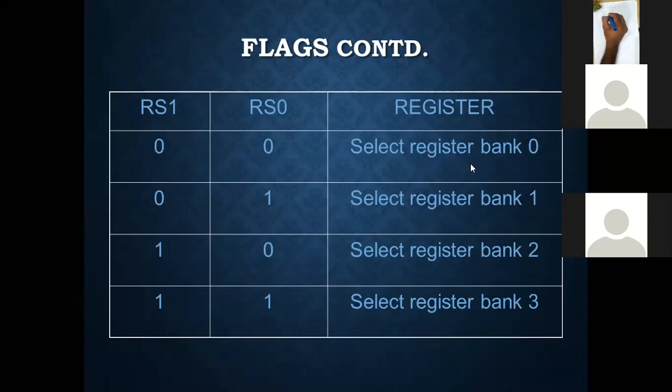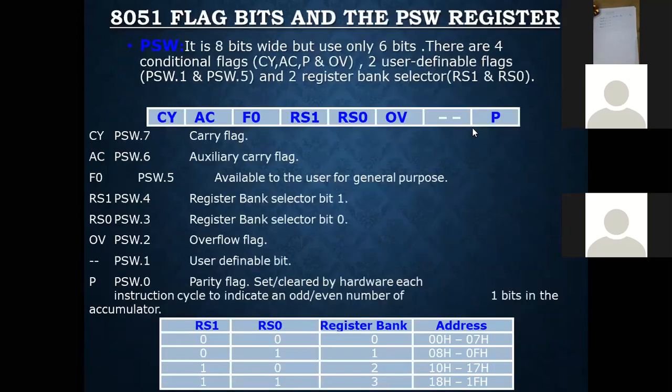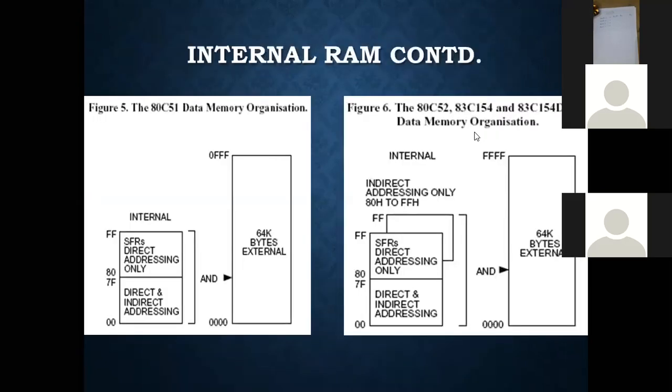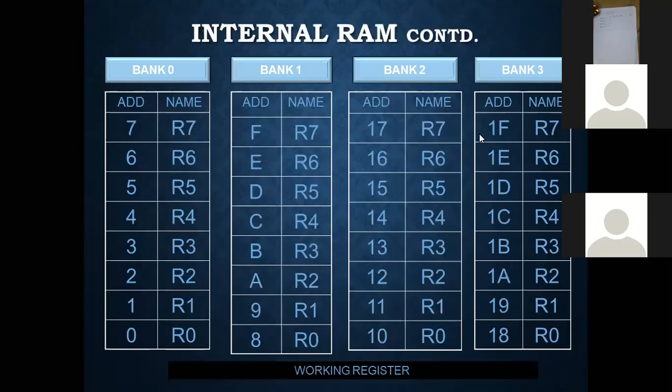Okay, so each of these register banks has 8 registers, starting from R0, R1, R2 up to R7. So 8 registers are there. So just we look into this. First, this address: in bank 0, the R0 register's address is 00.